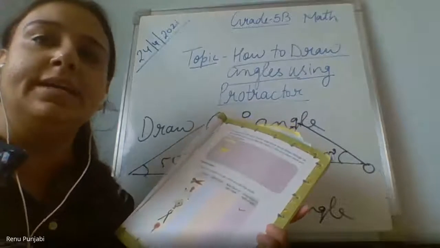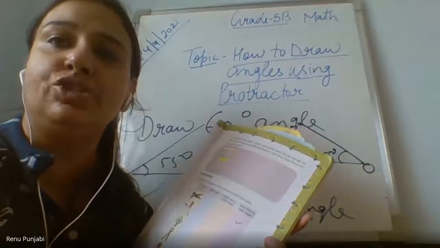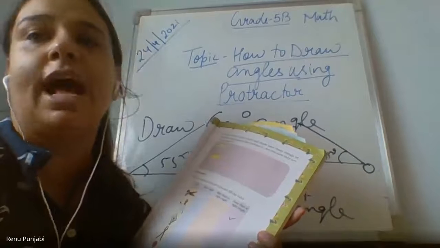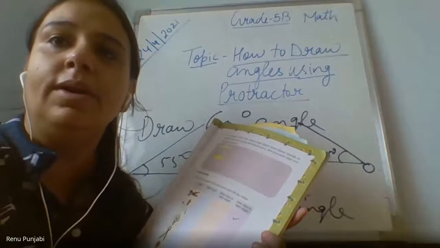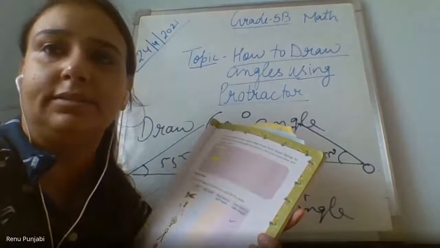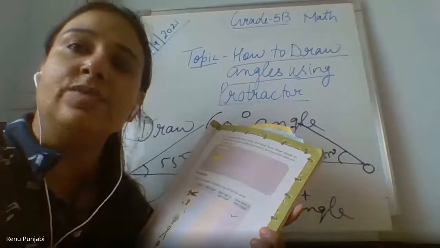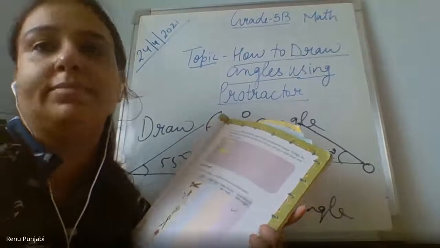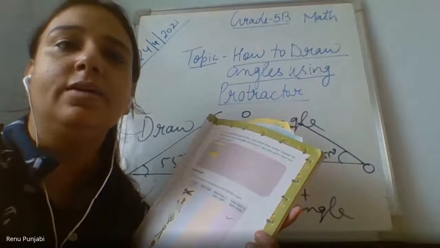Less than right angle. There are 30 students, and 30 students should answer me, not only one. What are you doing in the class? I don't understand. And at last, when I send the worksheet, you say, ma'am, sorry, I have not understood. Then what will I do?